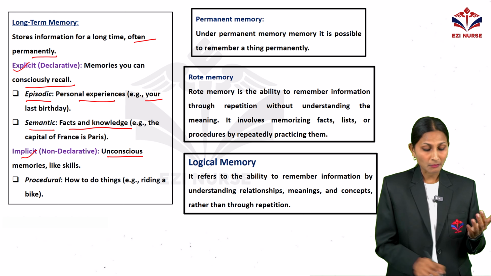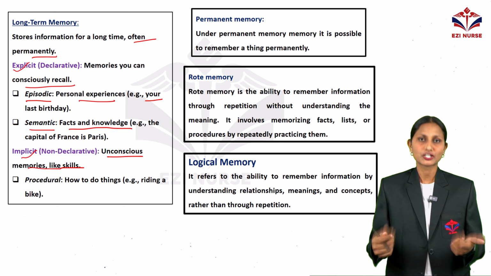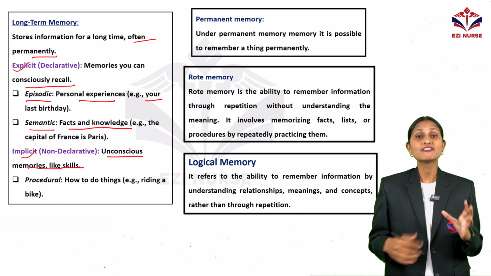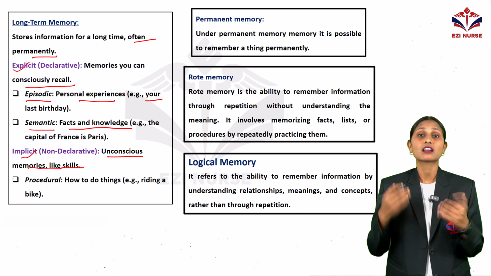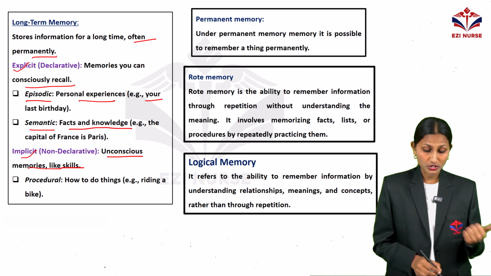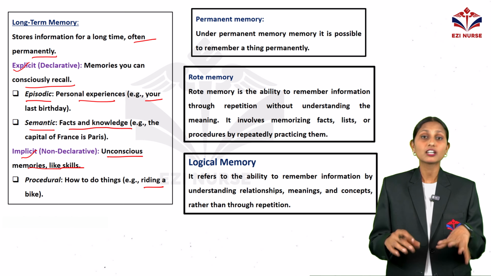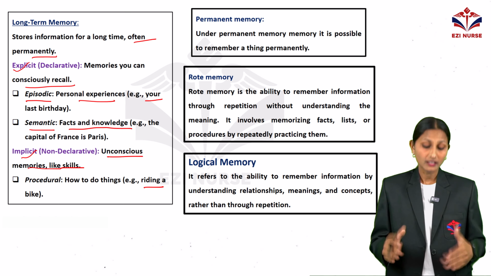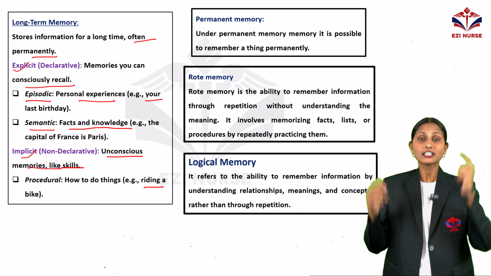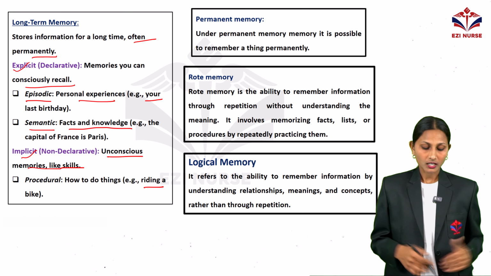Next is implicit memory, which is unconscious memory, like skills. Whenever we perform a skill like brushing teeth, it doesn't require effort from us. Why? Because we are doing it unconsciously, repeating that action again and again. That comes under implicit memory. Then there is procedural memory, how to do things, for example riding a bike. At first it is difficult to ride a bike, but once you learn how, it becomes easy and gets stored in your procedural memory. That is how long-term memory works.